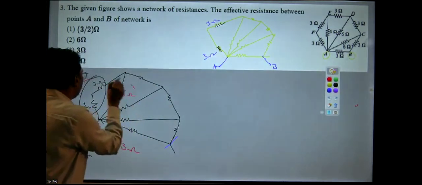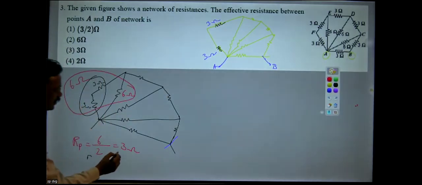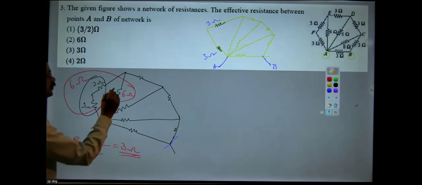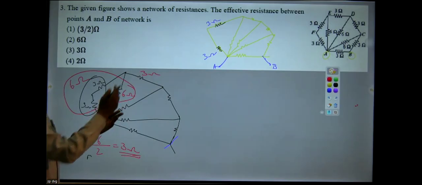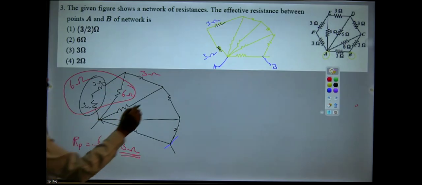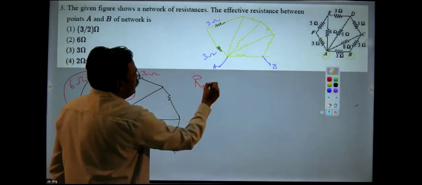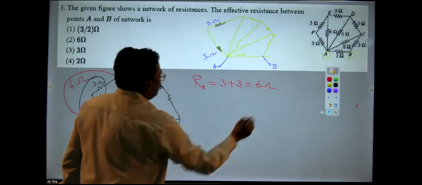Okay, so this 6 ohm and the given 6 ohm, what is the effective value of these two resistors? It is 3 ohm. Now look at this diagram. This 3 ohm and this 3 ohm are in series combination. We need to add them. So again, our effective resistance RS will be equal to 3 plus 3 will become 6 ohm.